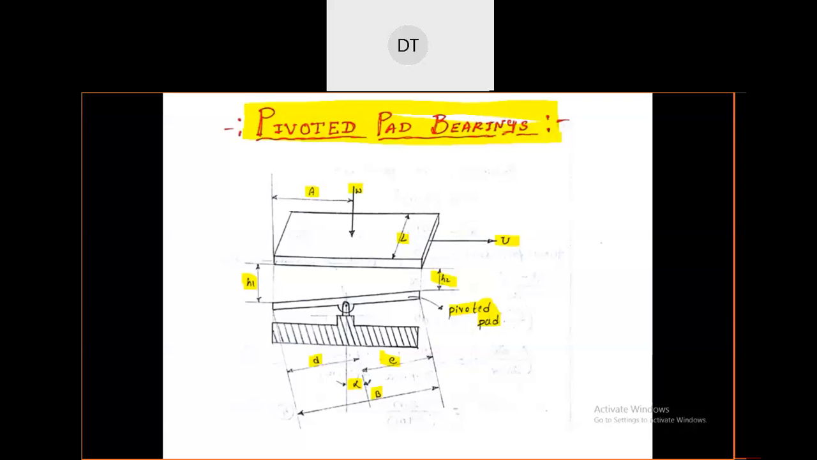So, in our previous class, we discussed fixed hydrodynamic bearings, and also what is meant by a pivoted pad bearing or pivoted slider bearing. A natural development of pressure in the pivoted bearing happens because, when the load changes, the inclination alpha also changes.